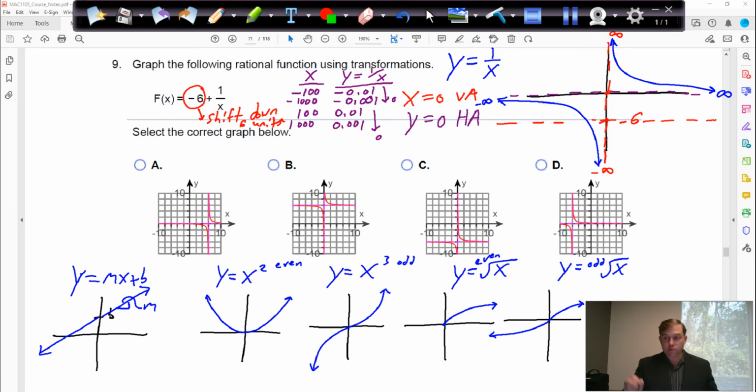And the vertical asymptote stays the same. It's still on the y-axis, sorry. So the answer would be here at C. It took the horizontal asymptote, shifted down 6, so there's minus 6 right there. There's our new asymptote. And you can see how the curve filled in around it like this and like this.